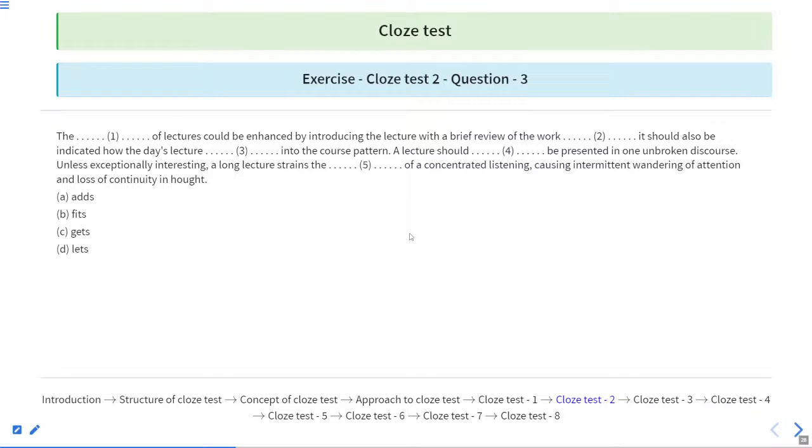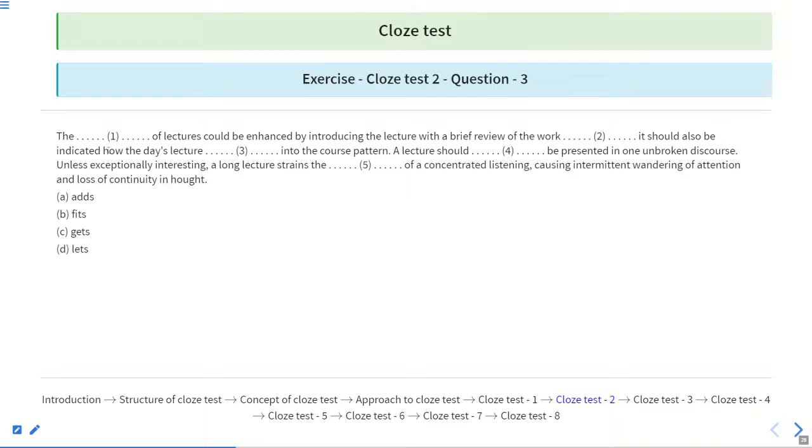The dash of lecture could be enhanced by introducing the lecture with a brief review of work. It should also be indicated how the day's lecture dash into the course pattern. Is it adds, fits, gets, or lets? Which one of these four words will fit in the place of three? That is what we have to find.